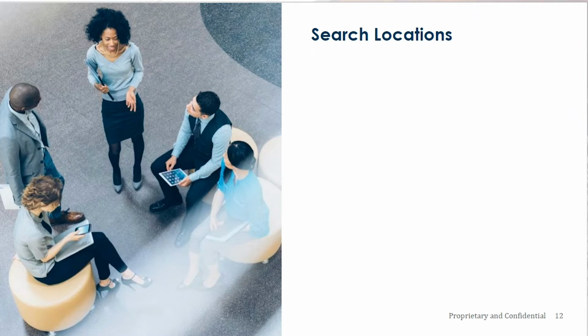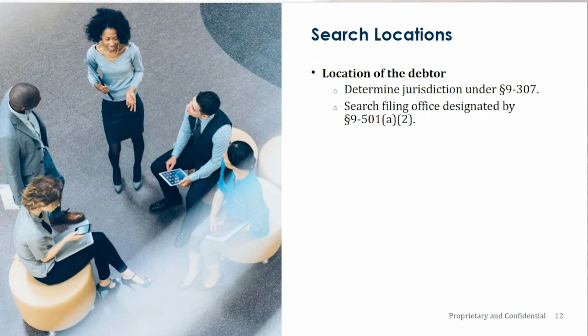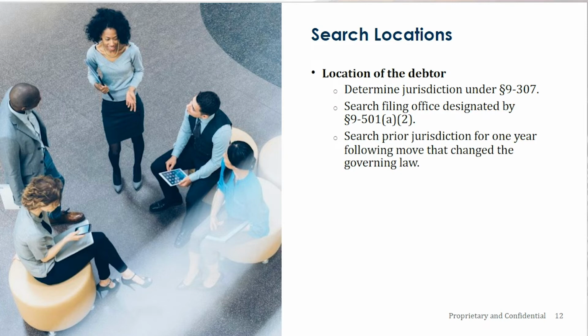So, search locations. You want to search in the location of the debtor, and you have to determine the jurisdiction based on UCC law. We've given you the citation there. And you have to search the filing office designated by, again, this citation. Really what we're trying to say here is that you determine the jurisdiction based on the filing rules. So that would be where the entity was formed, or if it's an individual, where the individual resides, and you determine that by where they pay their state taxes.